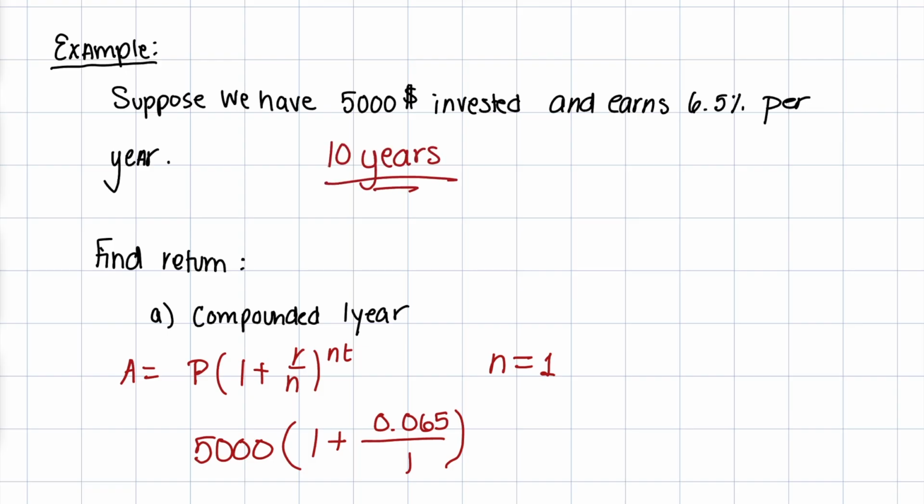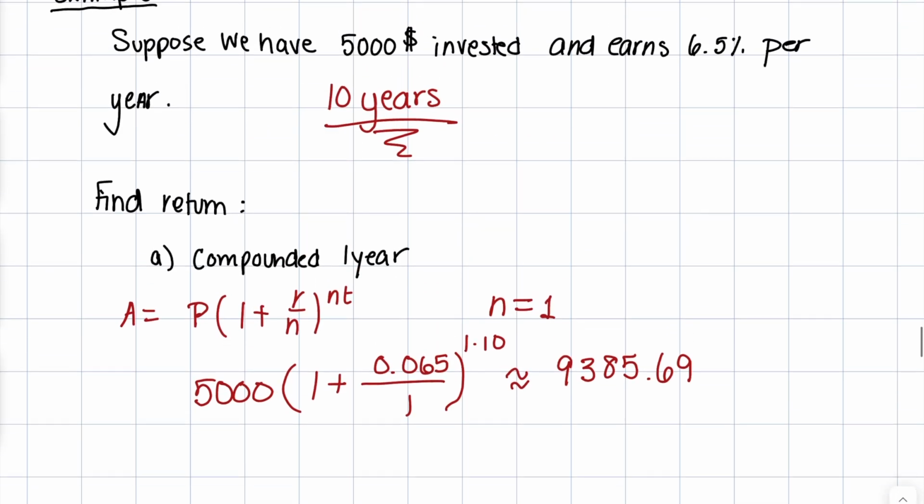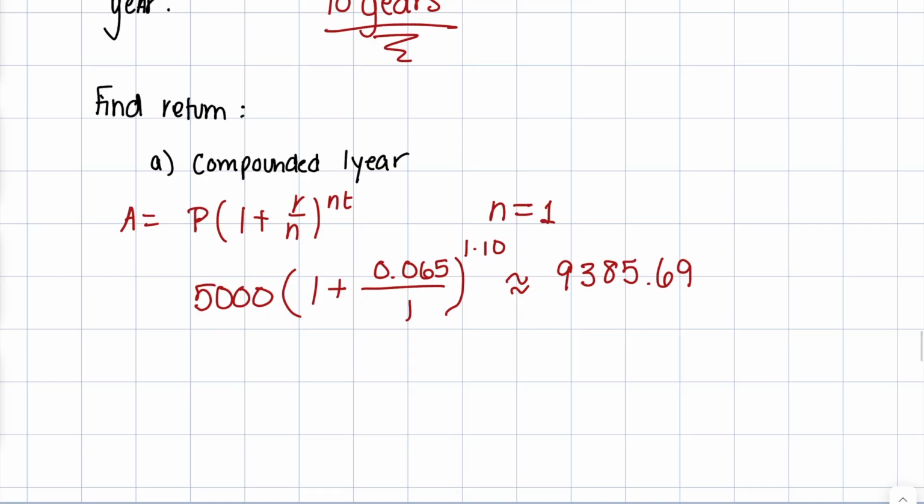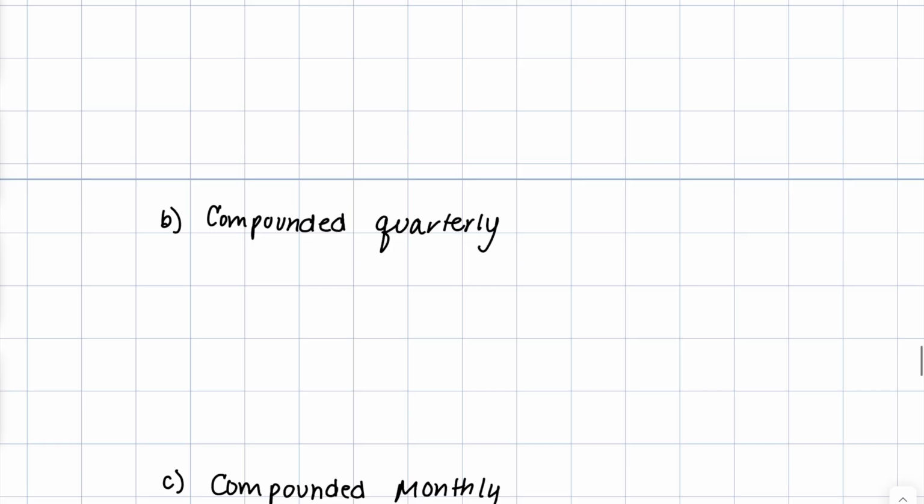So we are doing this for 10 years. So we have 1 times 10. And if I plug this in, I will get 9,385.69 for 10 years. So that's kind of a good result on our investment, or a good return for investment. It's a high percentage, right? So you're not really going to earn that in the real world. You probably earn maybe like a couple percent. Just 6 is a lot more.